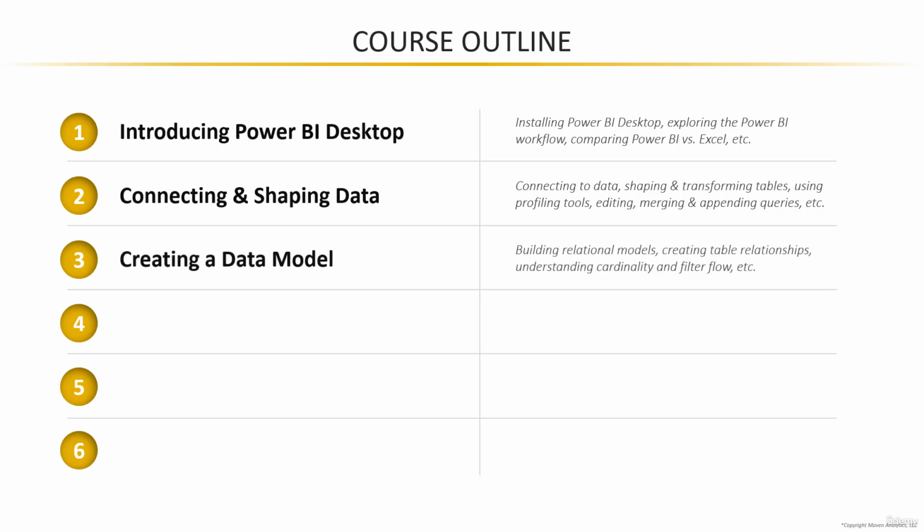Section 3 is all about taking those data sources and turning them into a relational data model. In this section, we'll cover all sorts of data modeling foundations and fundamentals like cardinality, normalization, primary and foreign keys, filter flow, and so on.